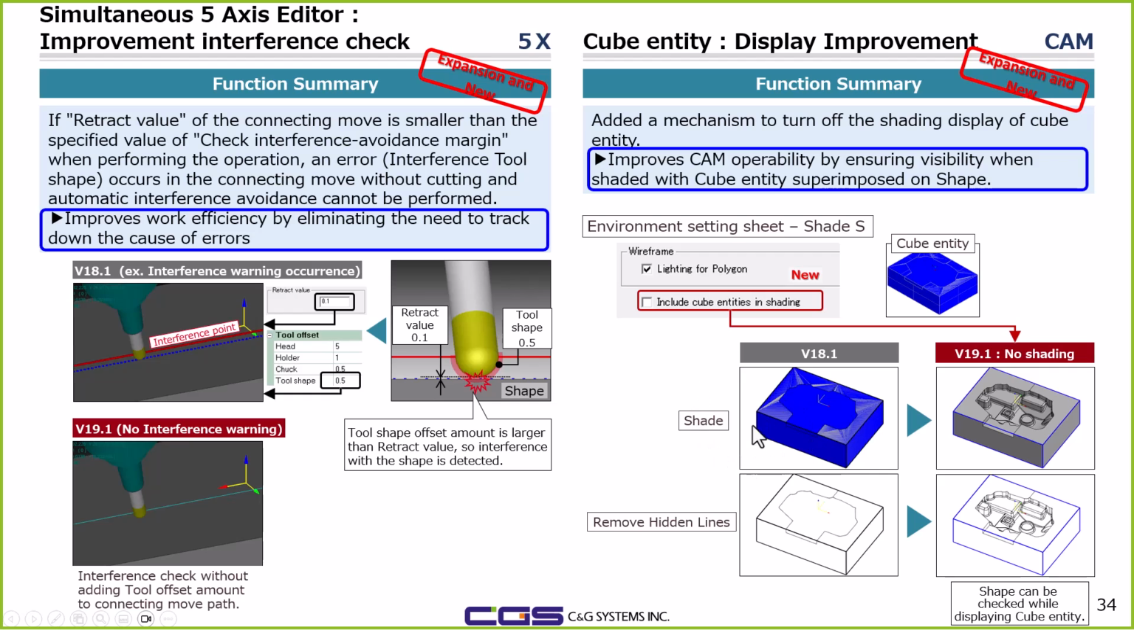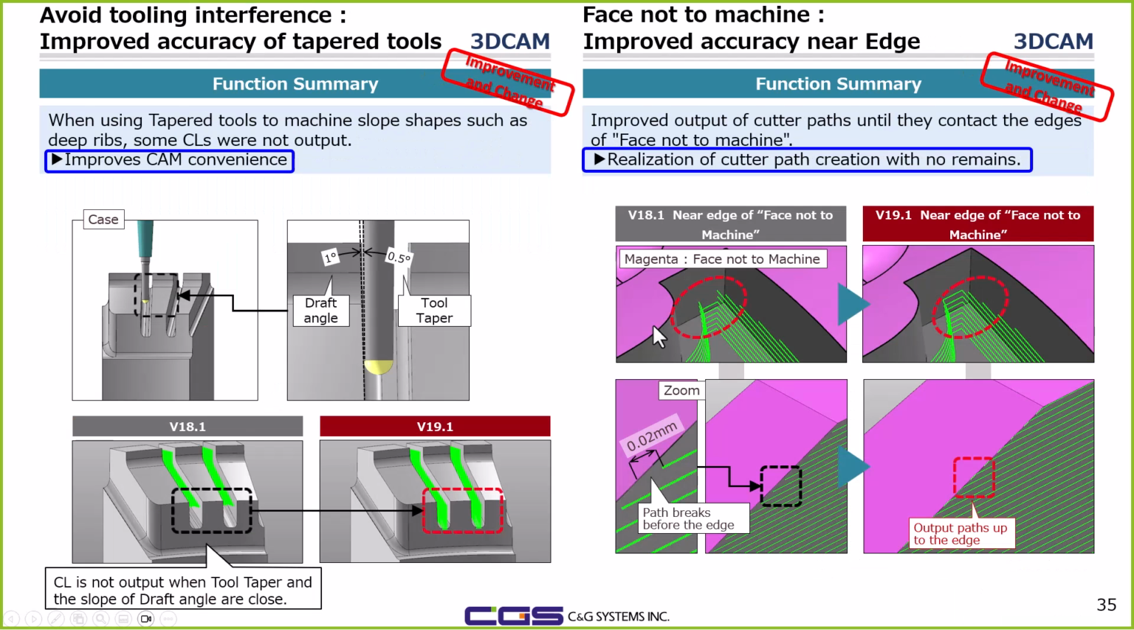Cube can be displayed as a solid, or it can be displayed as a wireframe even when you have solid displayed. Avoid tooling interference has improved accuracy for taper tools. This was a big problem before, especially for roughing out ribs, and now it's a lot better.